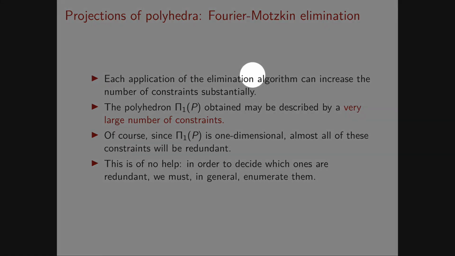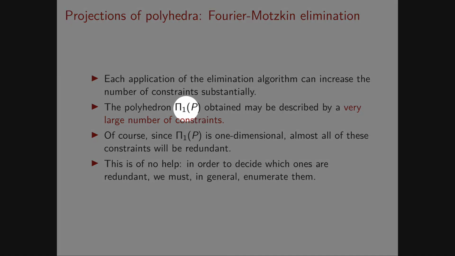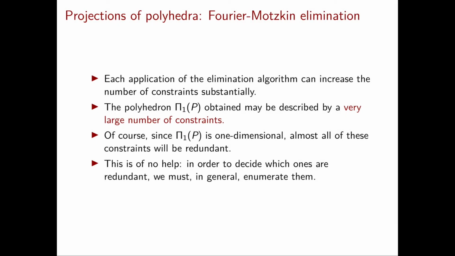Unfortunately, every application of the elimination algorithm can increase the number of constraints substantially. In the worst case, if the number of inequalities is an even number m, then half of them could be blue and half of them could be red. Therefore, the obtained system will have m divided by 2 times m divided by 2 constraints. So at every iteration, the number of constraints can essentially increase quadratically. And this implies that even though we can apply this algorithm recursively to obtain pi 1 of P, this polyhedron could be described by a very large number of constraints.